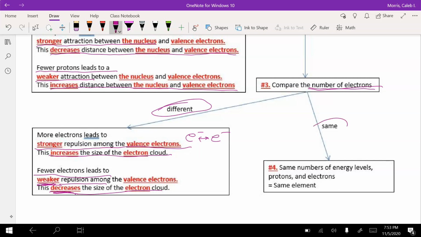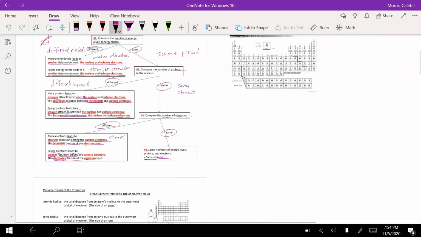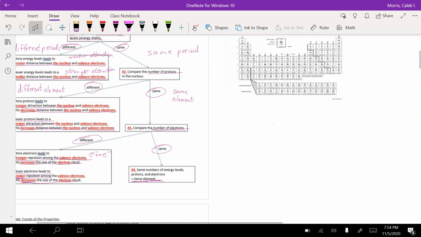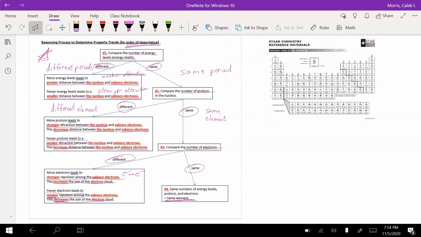If it's the same, you have the same number of energy levels, the same number of protons, and the same number of electrons, then you have the same element. And all of the trends should be the same. They should have the same radius and all of the other things that we talk about. All right, that kind of sums up this first little bit. The next video, we're going to talk about the properties and do a couple examples.